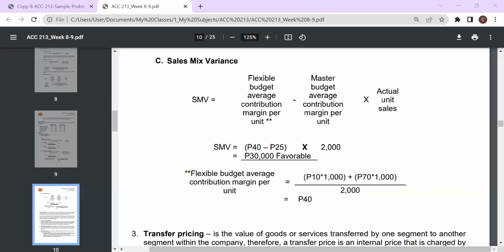No? So that is 12.50 minus 13 times 4,800. So yung unfavorable variance natin ay 2,400. No? So 2,400, again, because unfavorable because mas malaki ang budgeted compared sa actual. So this is unfavorable.